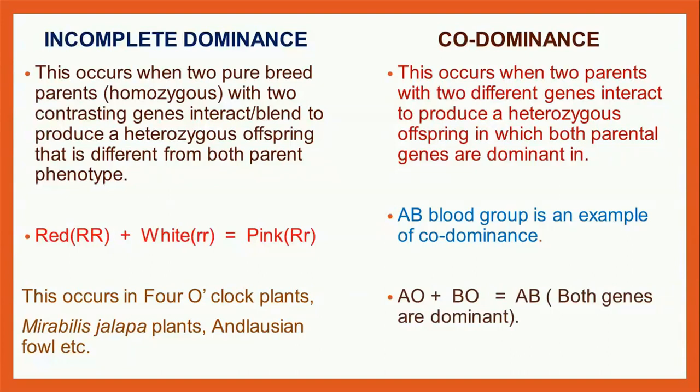Okay, let's talk about codominance. This occurs when two parents with two different genes interact to produce a heterozygote offspring in which both parental genes are dominant. For example, you have a parent with blood group A and you have another with blood group B. Now you would have thought that one will be dominant, one will be what? Recessive, yes. But in this case, the two of them are dominant. The two of them will be fully expressed in the offspring. So AB is a good example of codominance. All right, I want to believe you've gotten everything I've explained. But if you have not, you know what to do. Go back to the video.